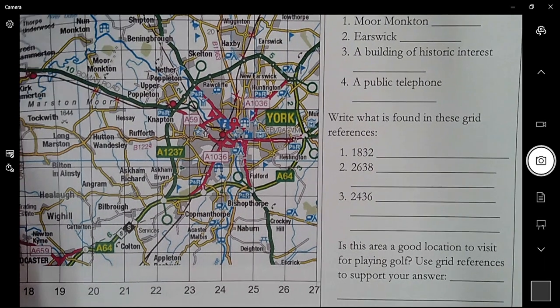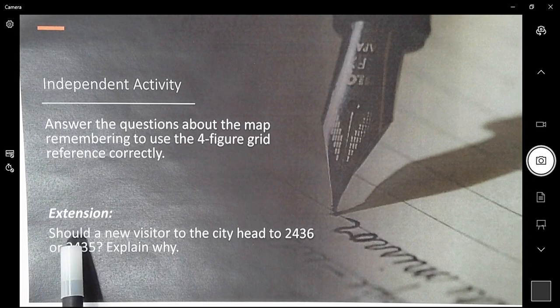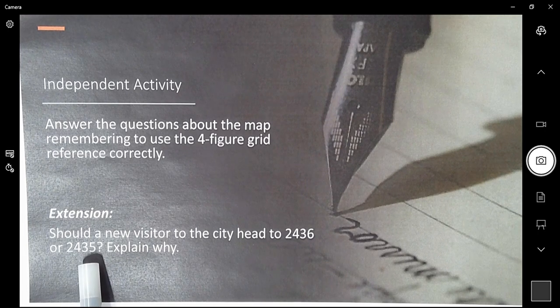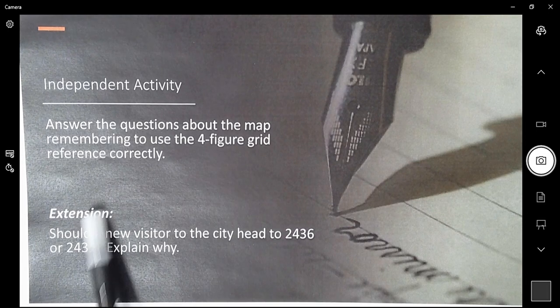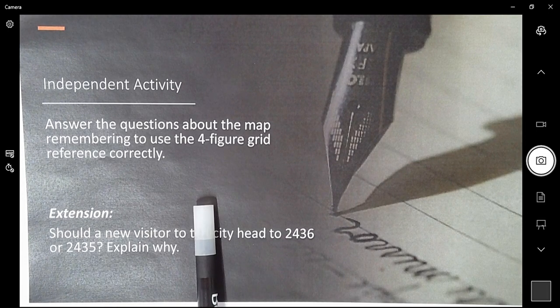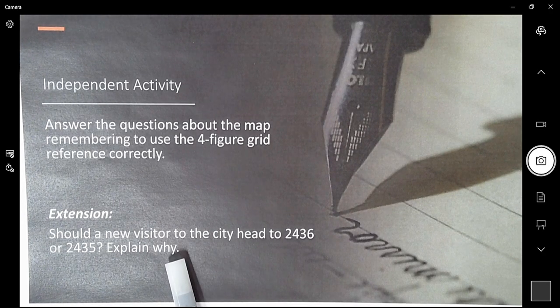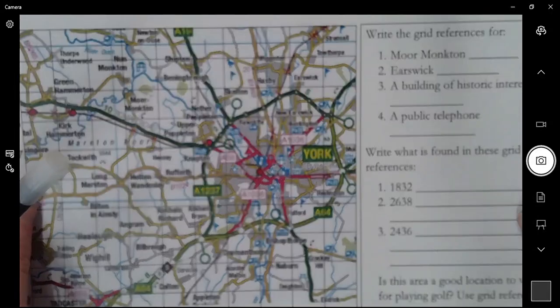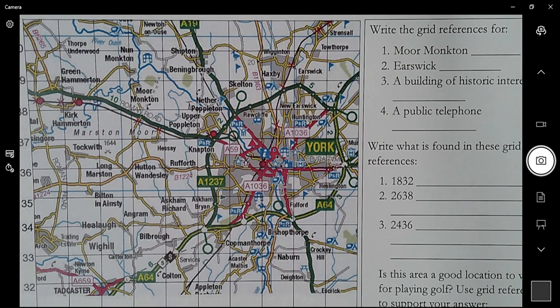Now, once you've done that, there's also another question that you can rewind the video to. Should a new visitor to the city head to 2436 or 2435? And you'll need to explain why. So if a visitor is new to a city, they'll quite often go to an information point. So think about that and think about, are there information points in either of those places and where should they go and why? So pause the video here. Give 4-figure grid references a go, either by printing it out or just opening the PDF on your home learning. And once you're ready, press play again and I will run through some of the answers with you.